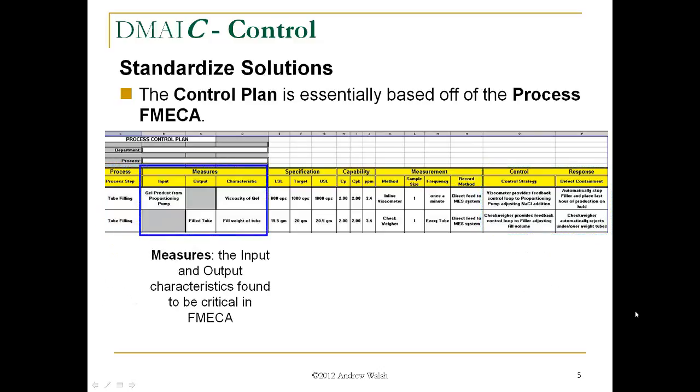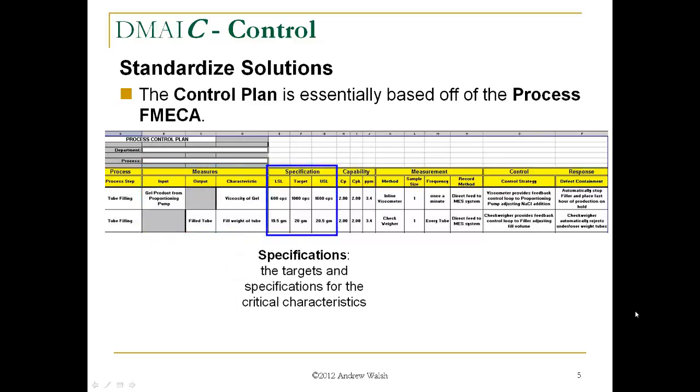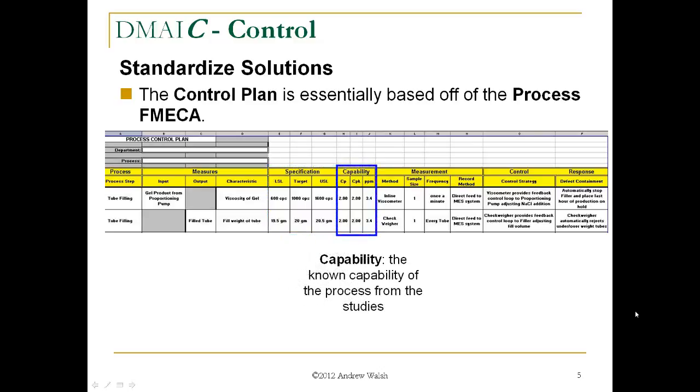We have now added measures. The gel product from the proportioning pump is to be checked for viscosity of the gel, a critical quality attribute. And every filled tube will be checked for fill weight. Here we see the specifications for these critical characteristics. And here we see the capability, hopefully from the improvements we have done in the improve stage.